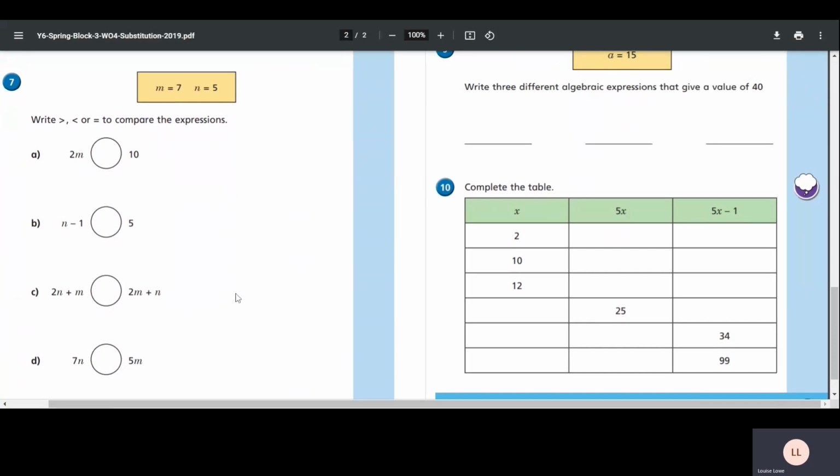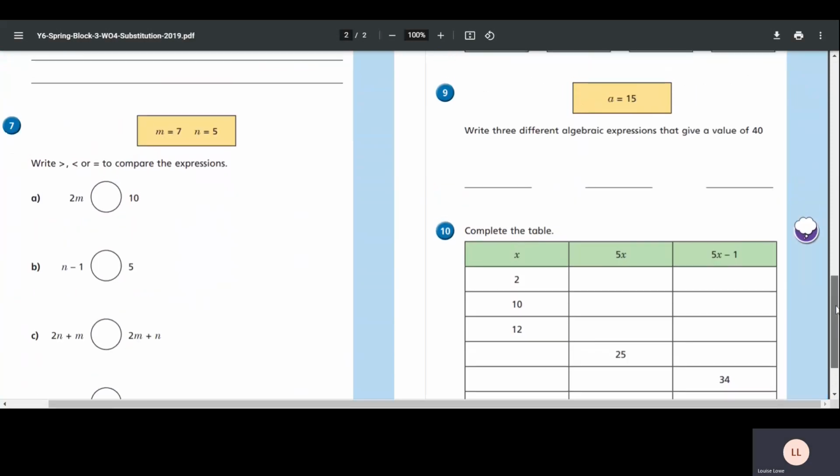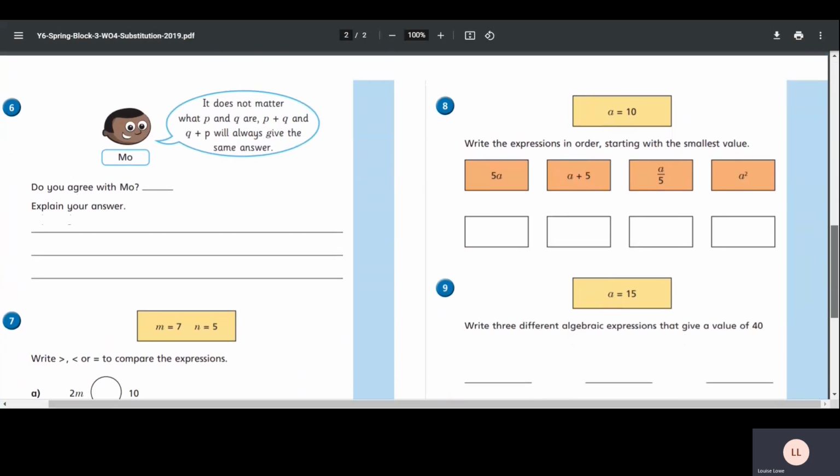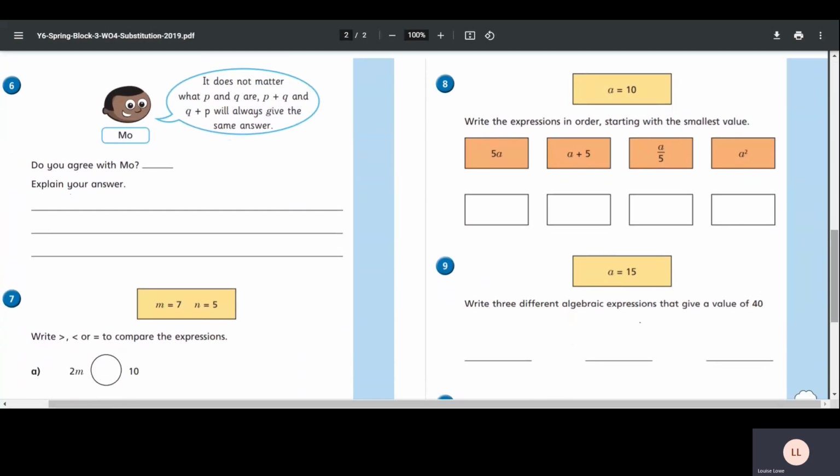C, a little bit more tricky, but it certainly isn't something you can't work out. Look at C with me, 2N plus M is 2 times N, which is 2 times 5, plus M, so that's plus 7. Okay, do it in order because there aren't any brackets. Okay, you've got plenty of space here to work everything out as well, so don't be afraid to use that space to do your working out rather than get another piece of paper. Just do it on here.